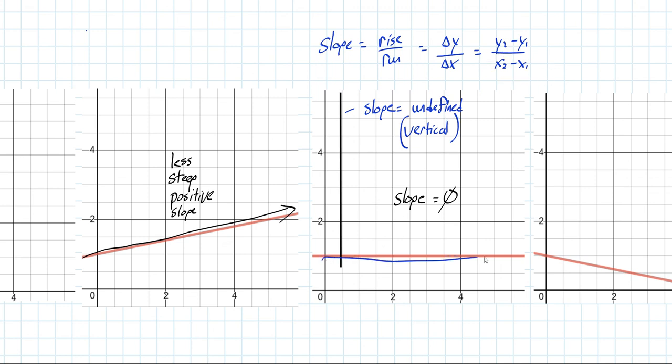And for this line, I guess I'll use a different color here. For this line, the slope is 0 because there's no change in the y coordinate. If I look at here or here, anywhere along this line, my y values aren't changing, but my x ones are. So that's why the slope is 0, because it's 0 divided by anything, which is 0.